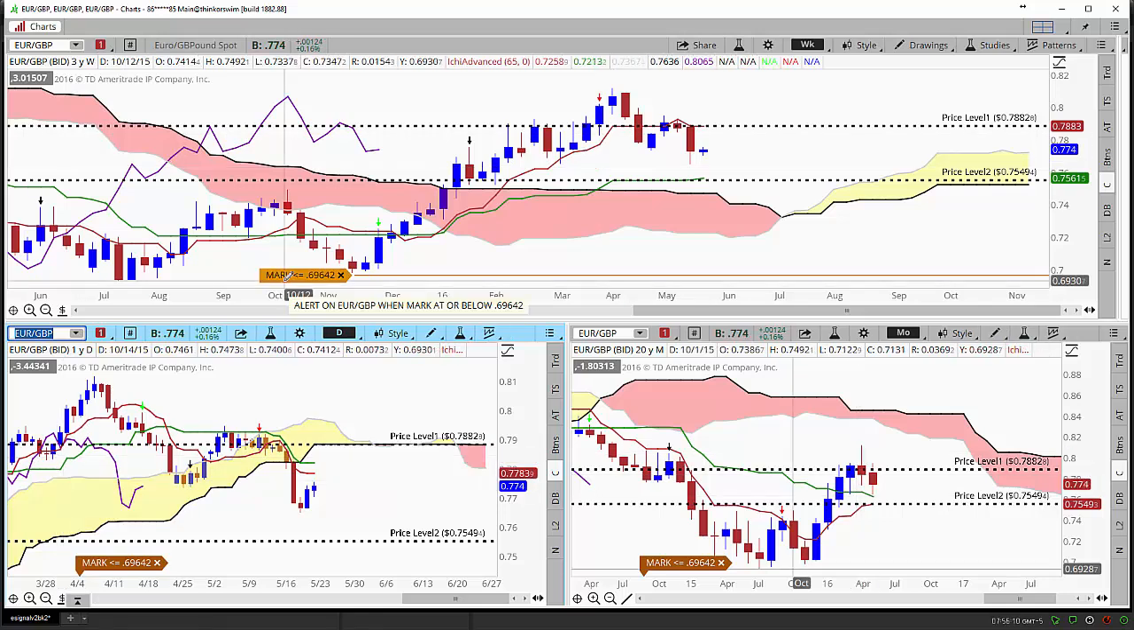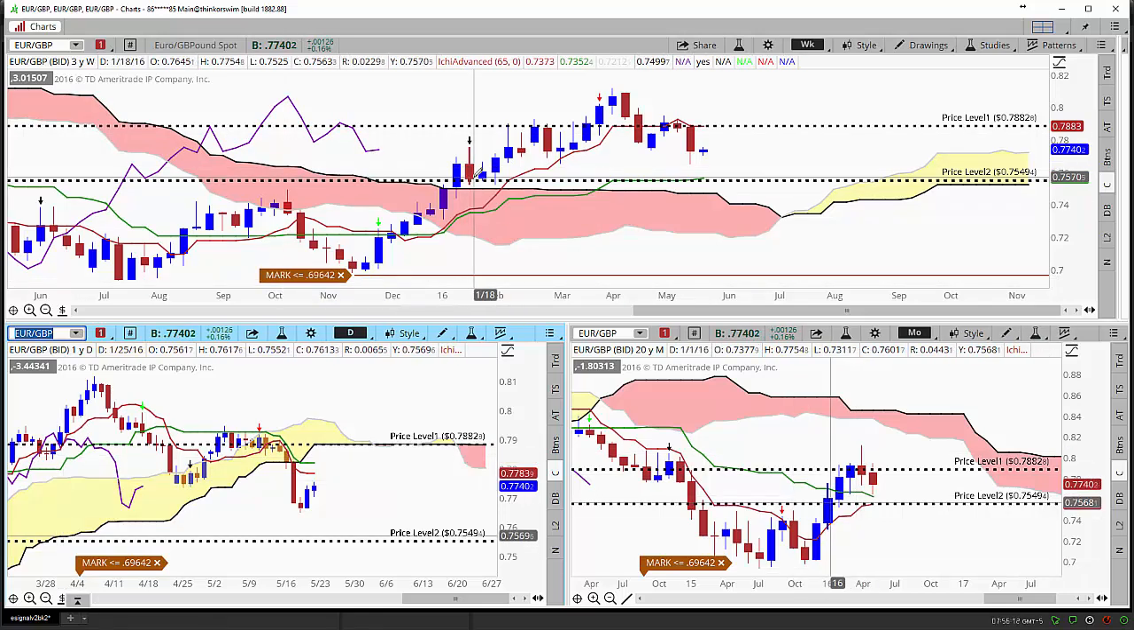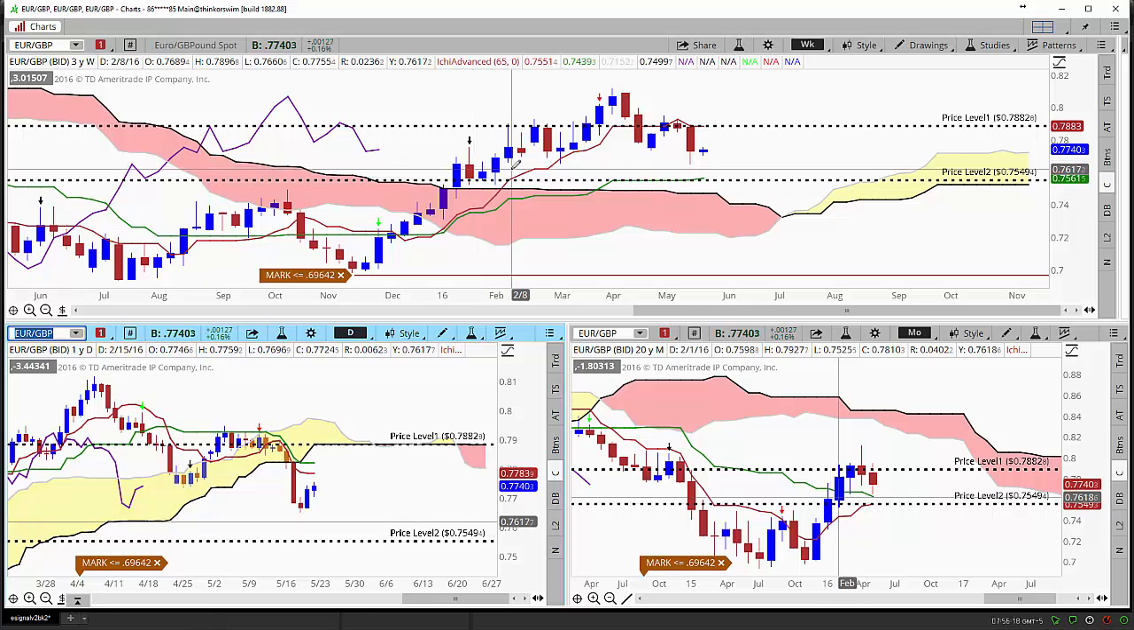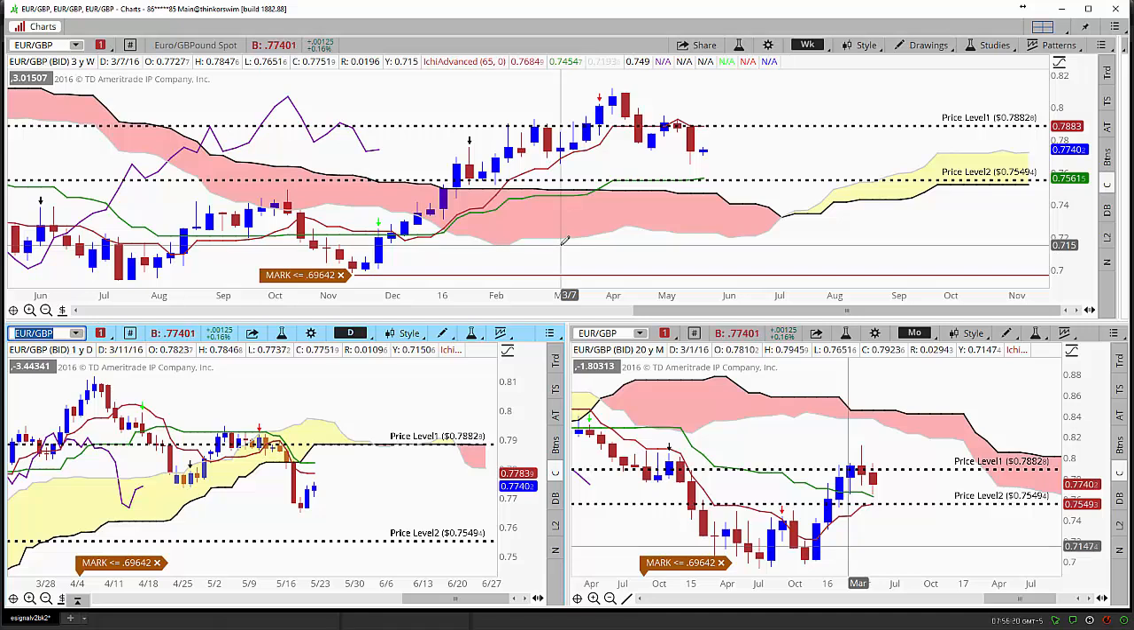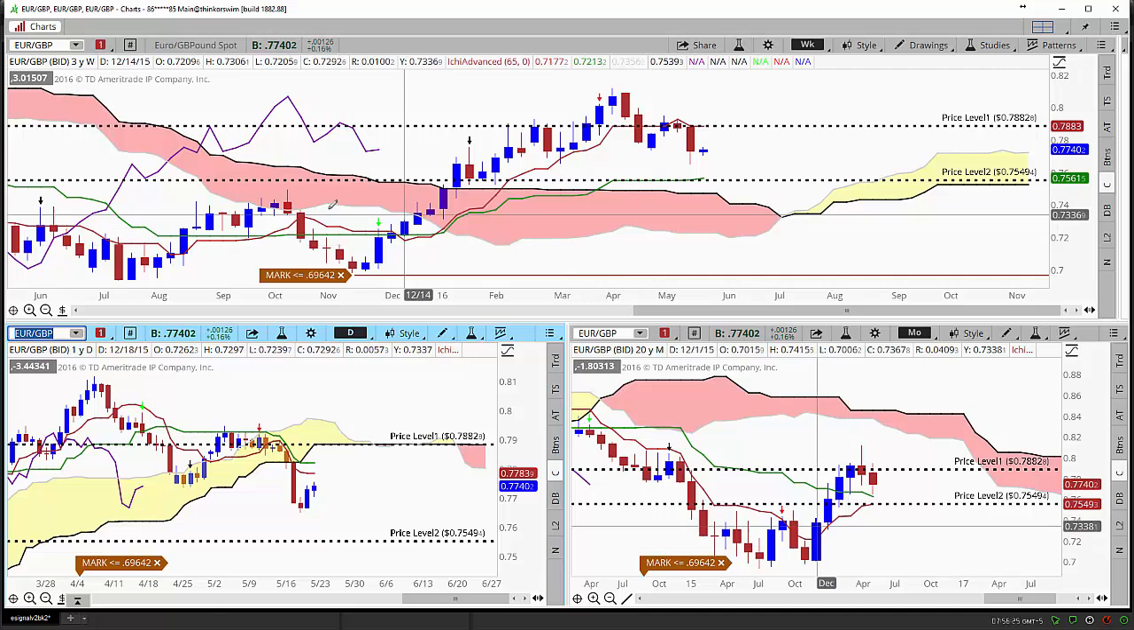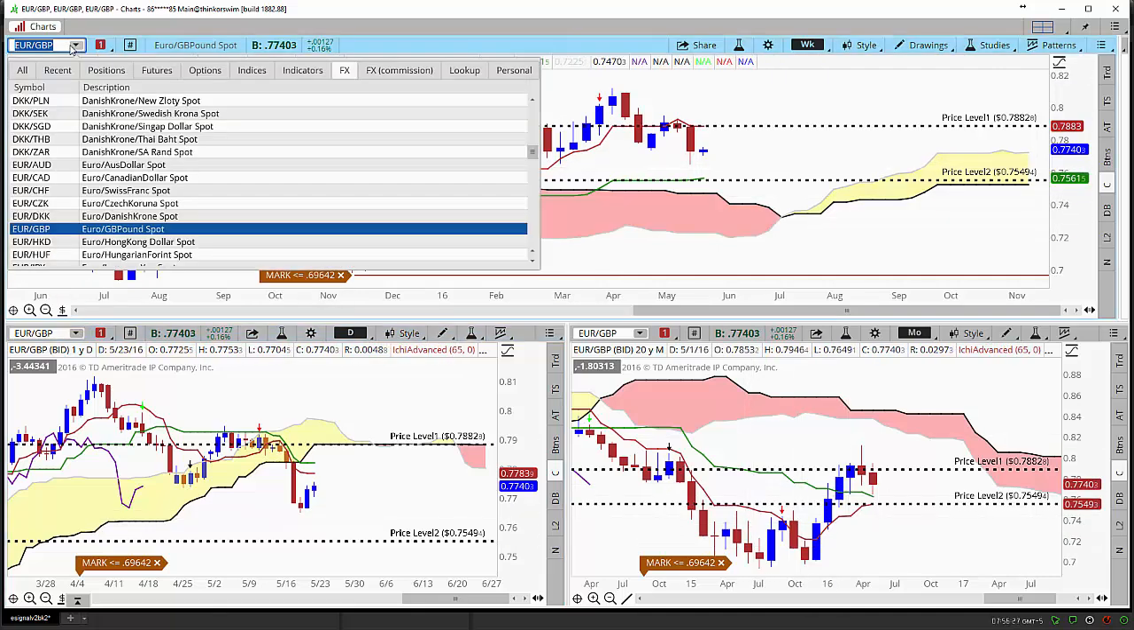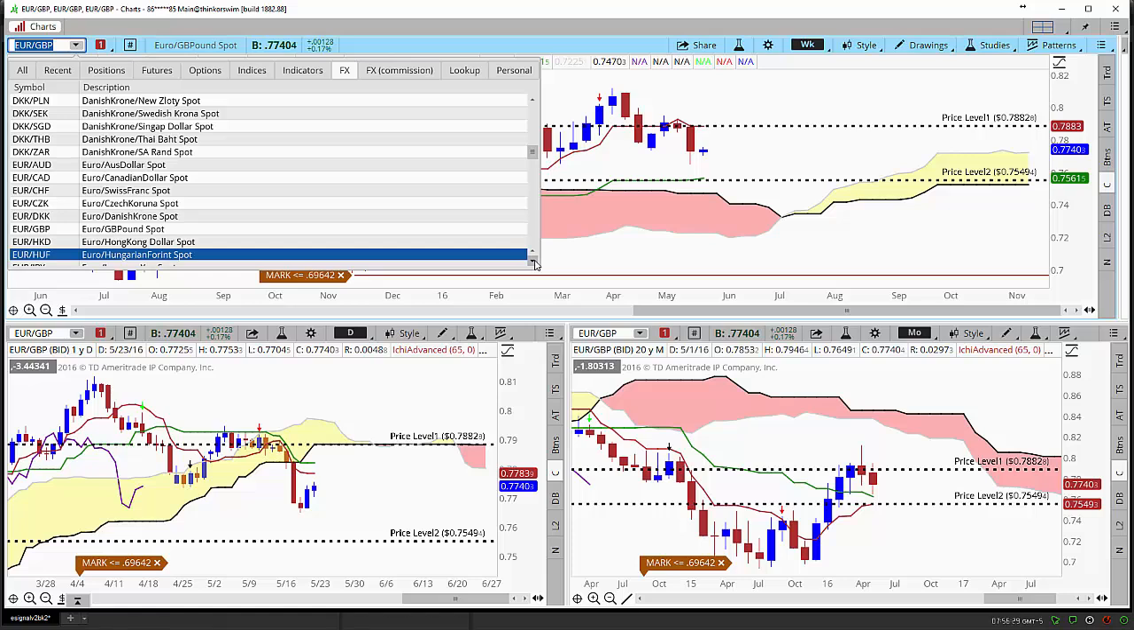Euro pound. Euro pound here is bullish. However, it's doing a pullback right now. The resistance that's controlling the pullback is at 78.82. The support level it's trying to get to is about 75.49. So that's the support level there. Let's keep on going.